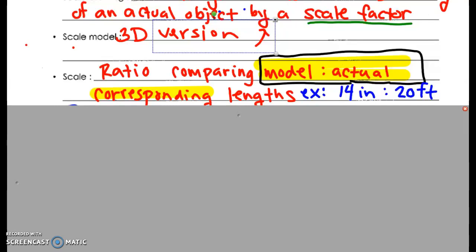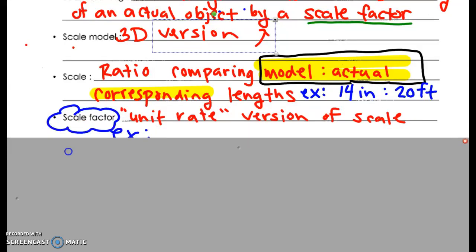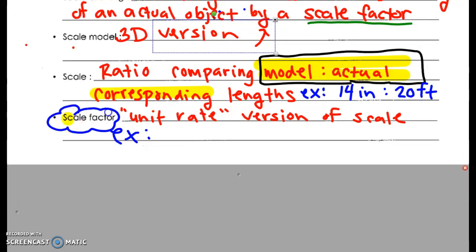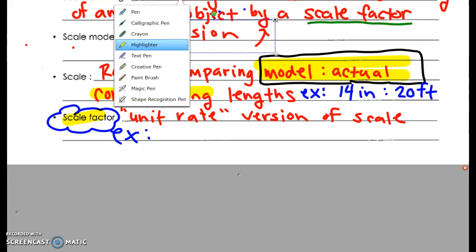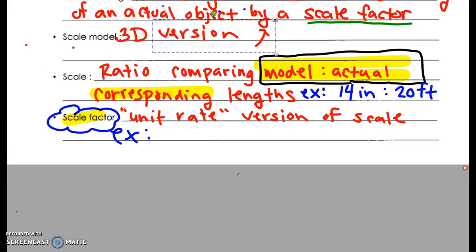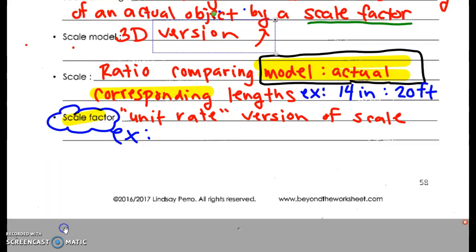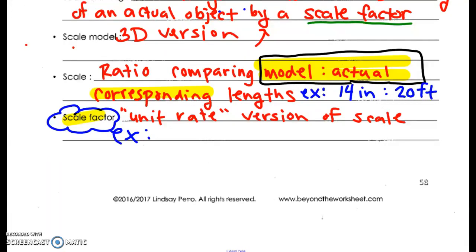And then lastly, the big difference we need to talk about is we have scales, and then we have what we call scale factors. And scale factors are just the unit rate. I put it in terms that you hopefully know. It's the unit rate version of scale. And we're going to write an example here together just so that we are all on the same page. And I'm actually going to use the example we used for our scale.